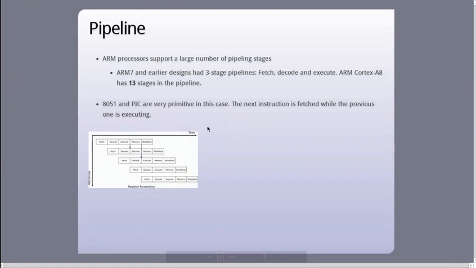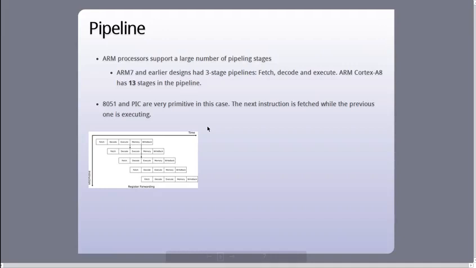Okay. And the last thing that I will talk about is the pipeline. ARM processors support a very large number of pipelining stages. It's important that we have pipelining, because we don't want parts of our processor to stay idle while the other parts are performing. For example, when an instruction is being executed on the processor, we don't want our buses to be idle. We want our buses to be fetching more data, fetching more instructions.